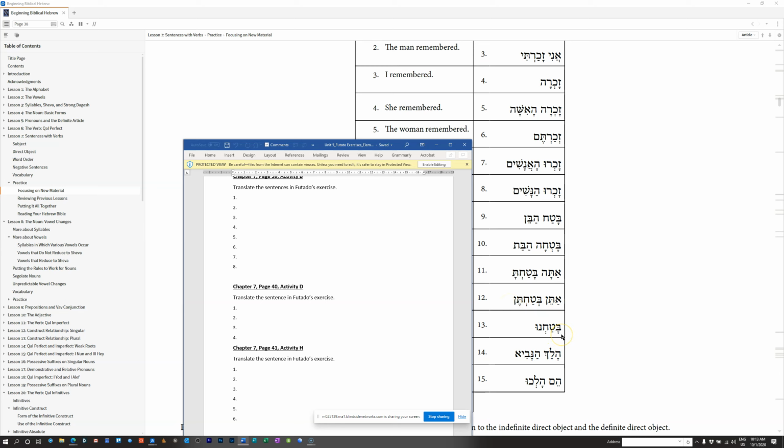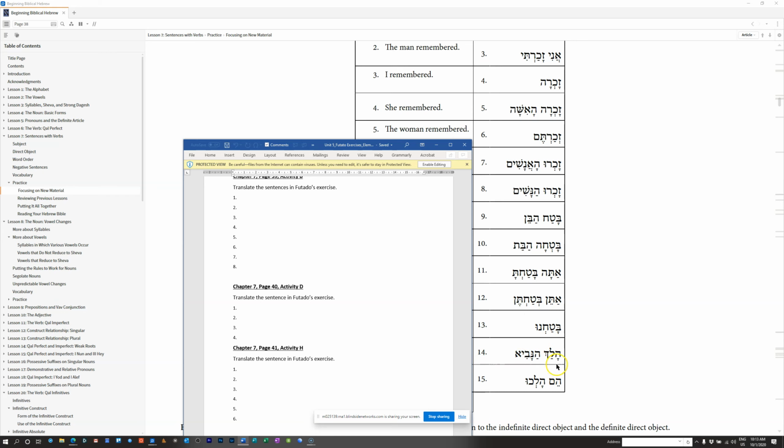Number 13, we have Batachnu. Batachnu, again, it means trusted, but here the new suffix tells us this is 1CP, so first common plural. This is we trusted.